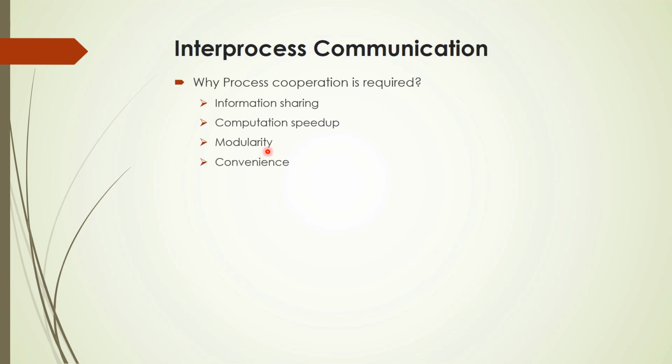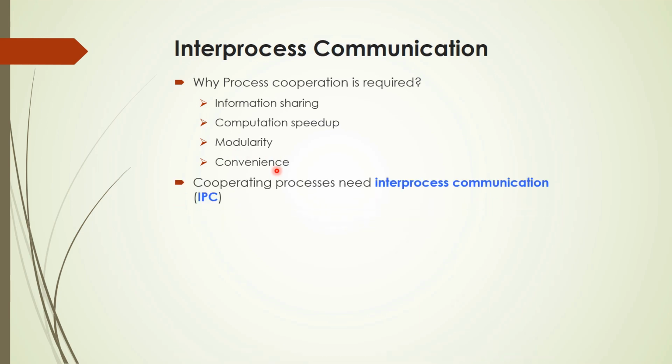Fourth point is convenience. Suppose there is a user and he wants to do multiple tasks, like editing, compiling or printing. All the tasks are actually nothing but processes. So all the processes can work together by cooperating with each other. So that is why convenience is also one of the factors for process cooperation.